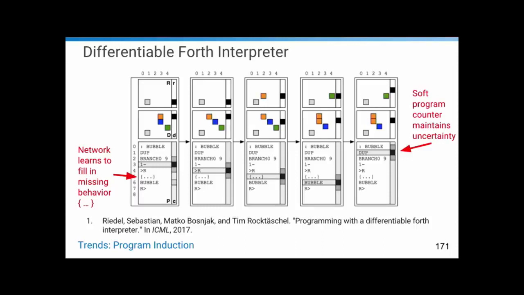Other people took the approach of actually learning the interpreter of a program. In this paradigm, the user will fill in some parts of the program, like this would be bubble sort in the Forth programming language. You supply most of the lines, but maybe there's some blank that you want the network to fill in. So what they do is make this programming language differentiable so that when there are these blanks, the neural network learns to fill in the missing behavior to actually reproduce the desired behavior. And it has interesting features like a soft version of a program counter that models its uncertainty about where it actually is in the program execution. This is an ICML paper.